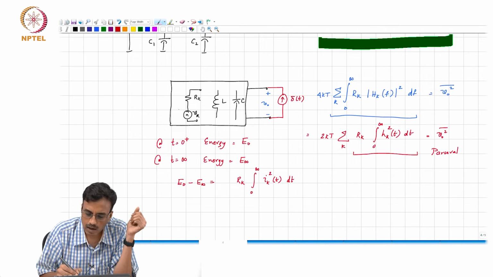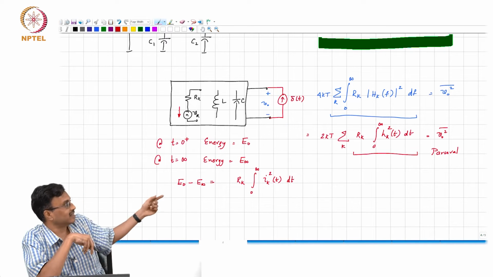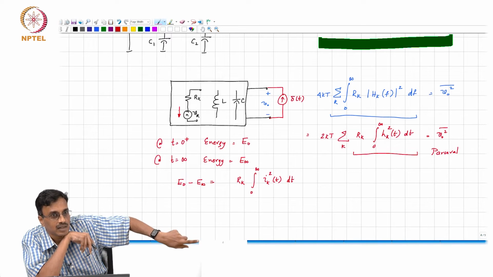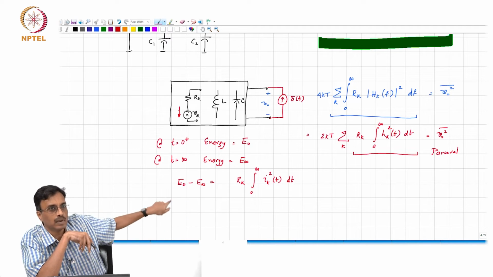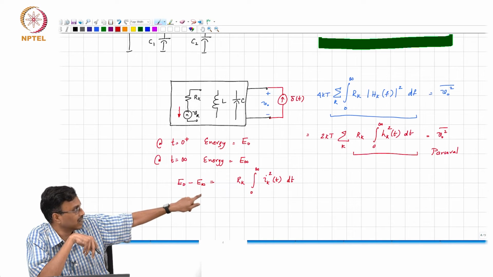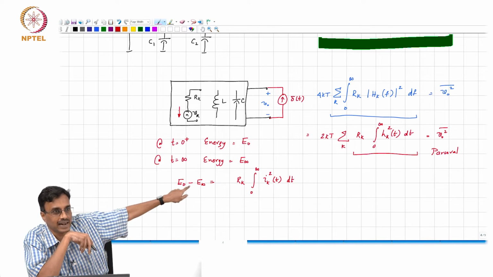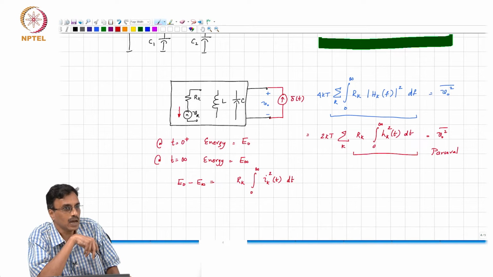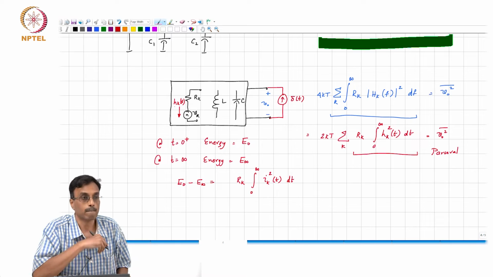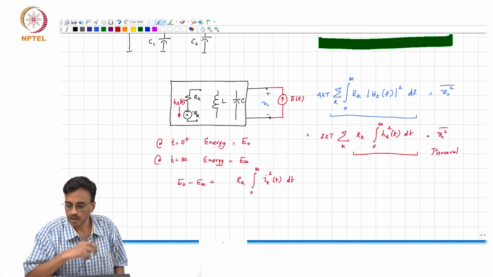And what is Ik? By reciprocity? Oh, well, what is reciprocity saying? It is saying that the voltage transfer function from Vk to the output is the same as the current transfer function from the output, from an impulse injected at the output, to the current through this voltage source Vk. So, that is the small h sub k of t. Correct?